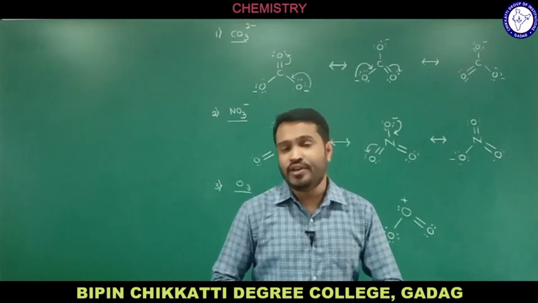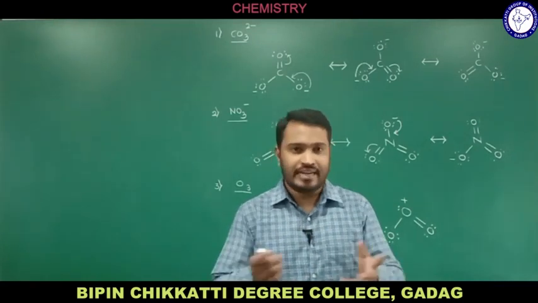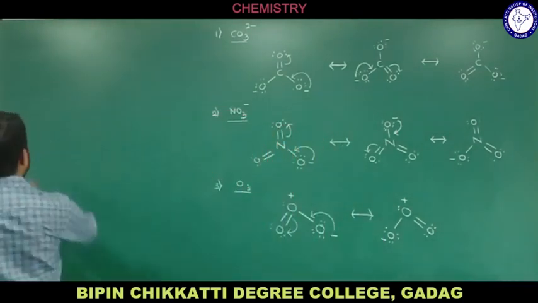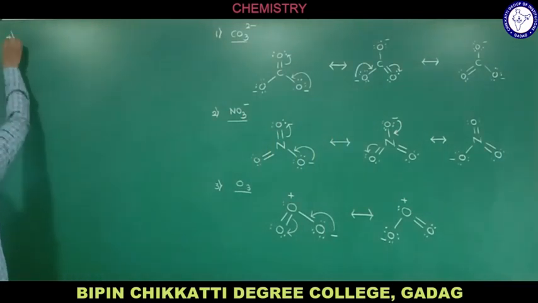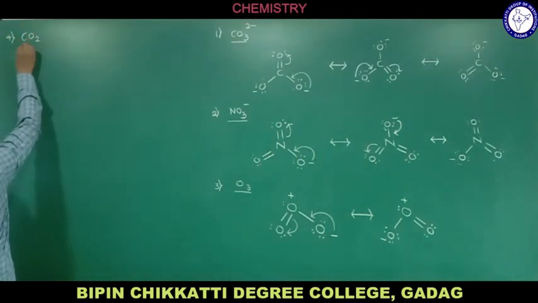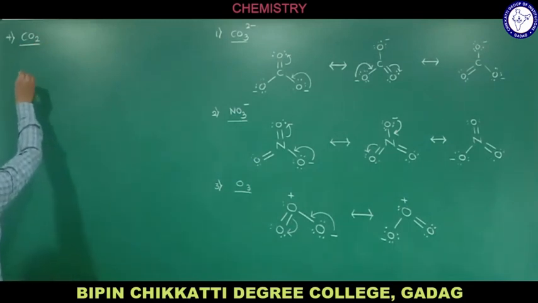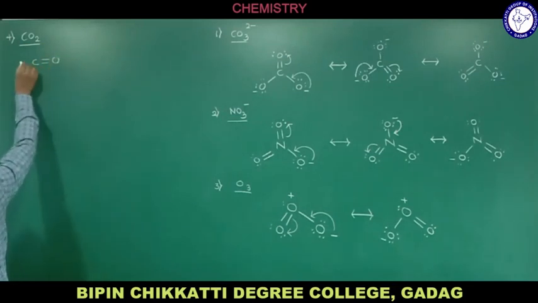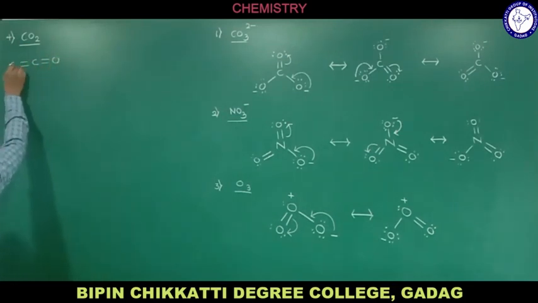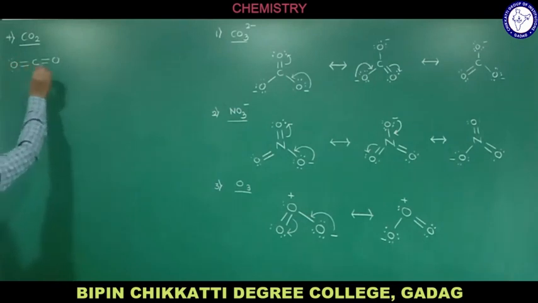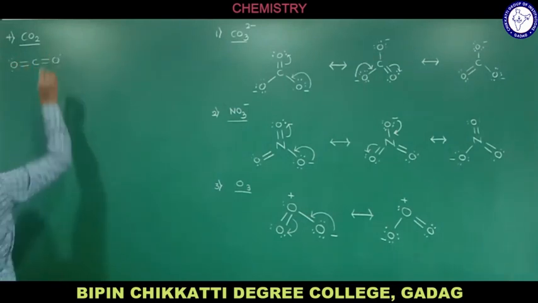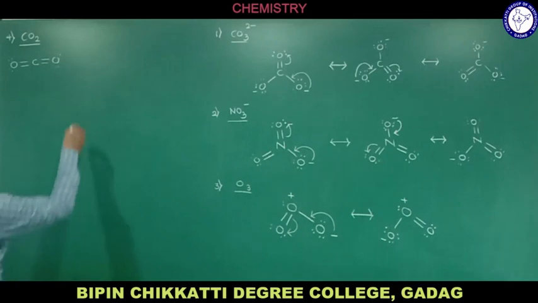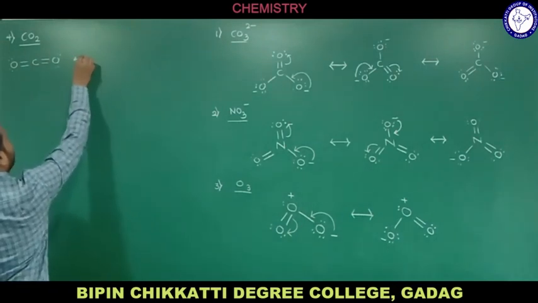We'll see the resonating structures of carbon dioxide and carbon monoxide. The fourth example I am going to consider is carbon dioxide. As we know, carbon dioxide is a linear molecule, since the dipole moment of carbon dioxide is 0. So this is the structure of carbon dioxide, and as we know, oxygen has 2 lone pairs of electrons over here and 2 lone pairs of electrons over here. So now we'll see what would be the resonating structure of carbon dioxide.